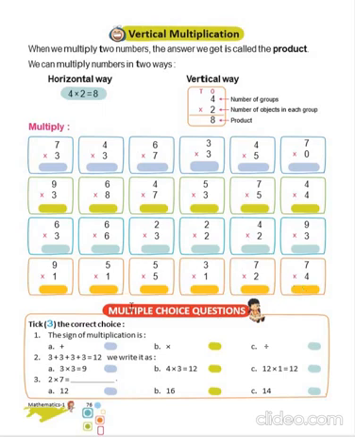Now let's come to multiple choice questions. The sign of multiplication is this. 3 plus 3 plus 3 plus 3 will give 12. So we can write this like this: 4 into 3. 2 into 7 is equal to 14.